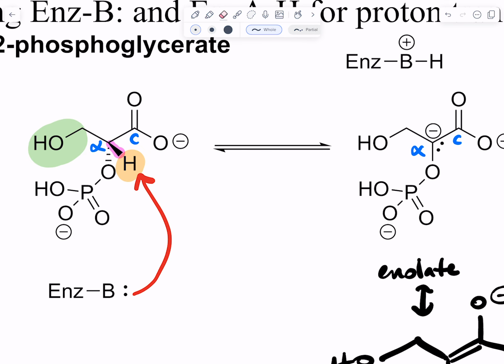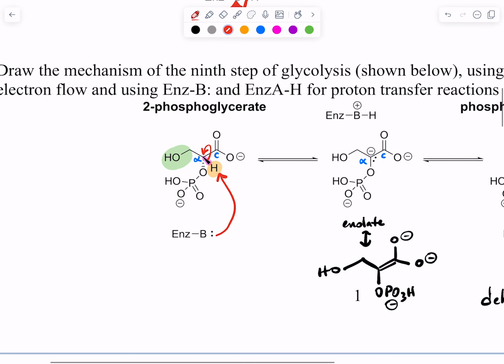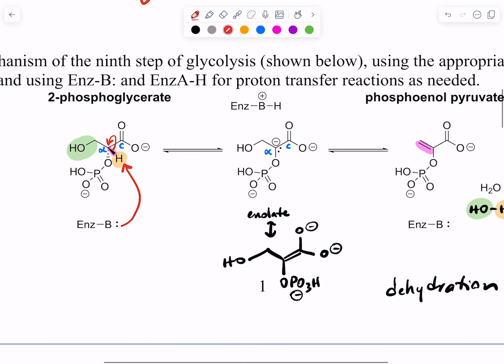To get to that resonance structure, I could have pushed these electrons here to form a pi bond and then broken the carbon-oxygen pi bond. Those are two equally legitimate options for the mechanism of this reaction. To me, it's clearer just to put it on the alpha carbon. All right? So that's the enolate.